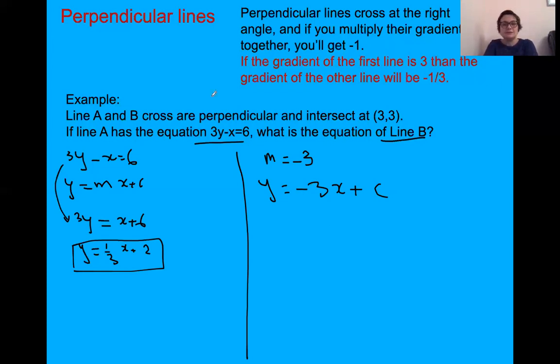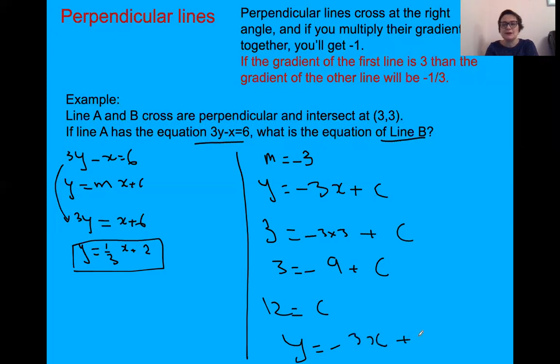And how can we get the c? It says both lines intersect at (3, 3). So why don't we substitute? We have 3 equals minus 3 times 3 plus c. So 3 equals minus 9 plus c. Now 12 equals c. There you go. c is 12. And so substitute here, and the equation of our new line is going to look like this, plus 12. And I'm going to put this in a square, because this is the equation that I'm looking for.